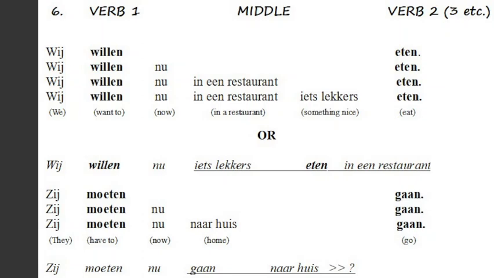However, there is some flexibility. For example, you can also say "wij willen nu iets lekkers eten in een restaurant." The second group of sentences ends with "zij moeten nu naar huis gaan." I have a question for you. Can we also say "zij moeten nu gaan naar huis?" And if not, why not? Think about it.